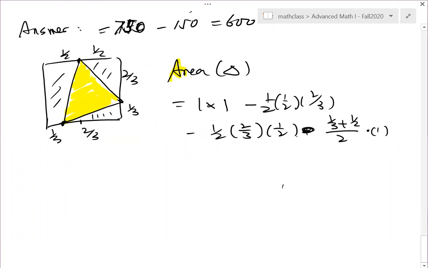Right? So you know how to simplify, right? Yeah, someone already did that. Alex already did that. Okay, so I don't need to waste time to simplify this.